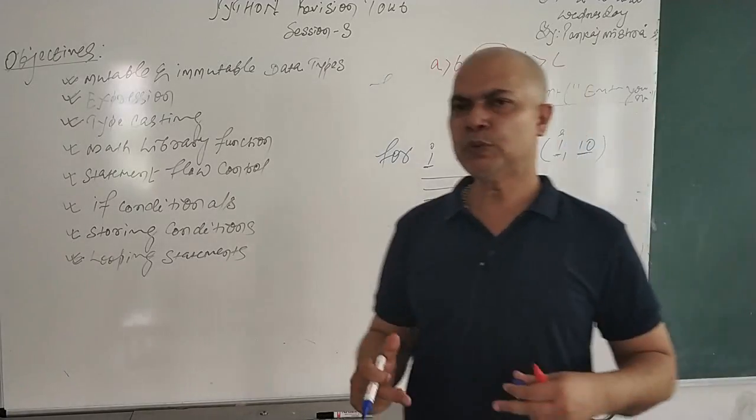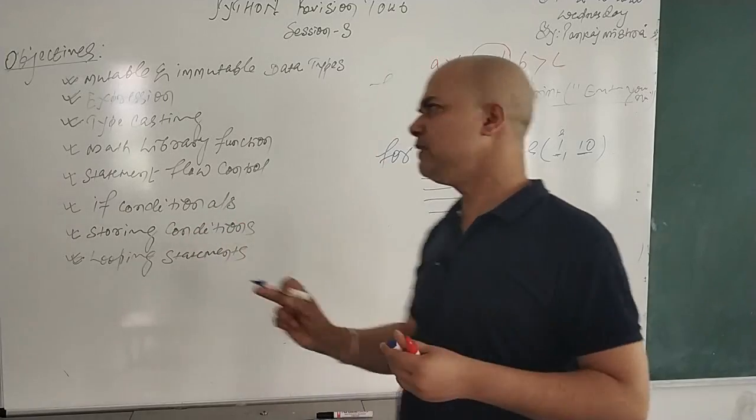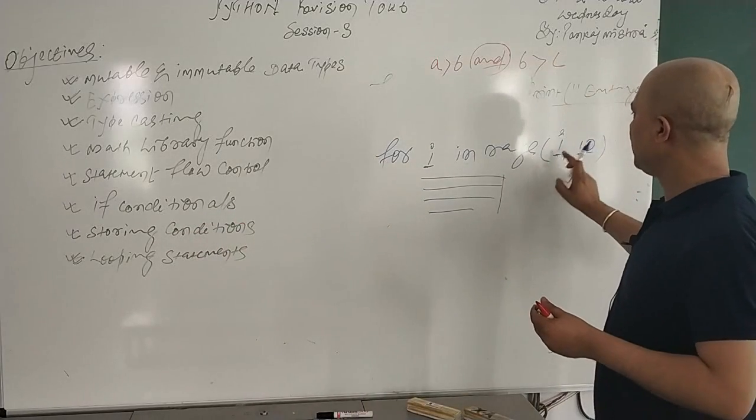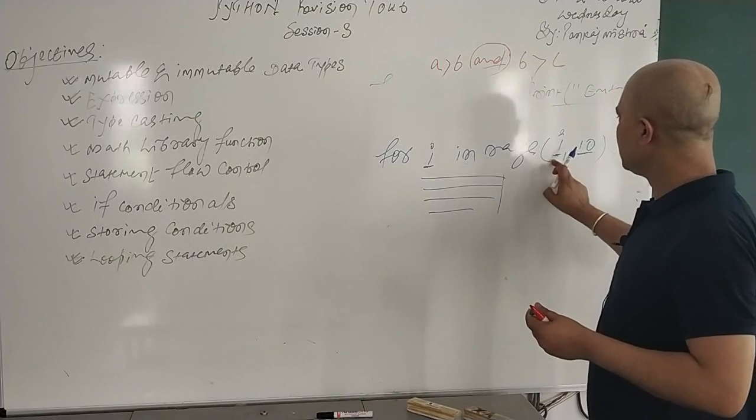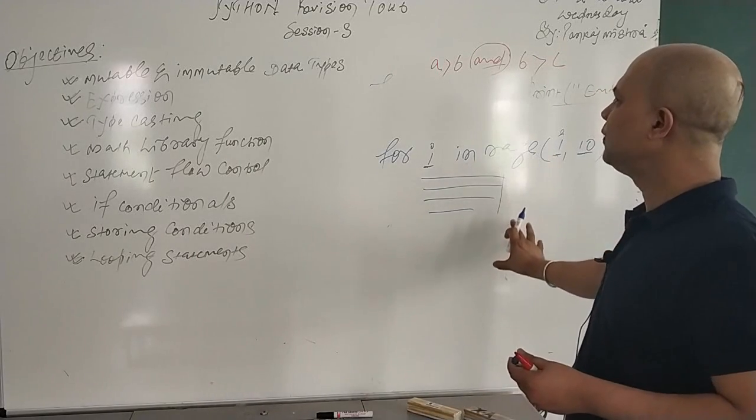It means to iterate or repeat 10 times, the value should be one more as the last value, because it always executes from the starting till the last value minus 1. That is what a for loop is.